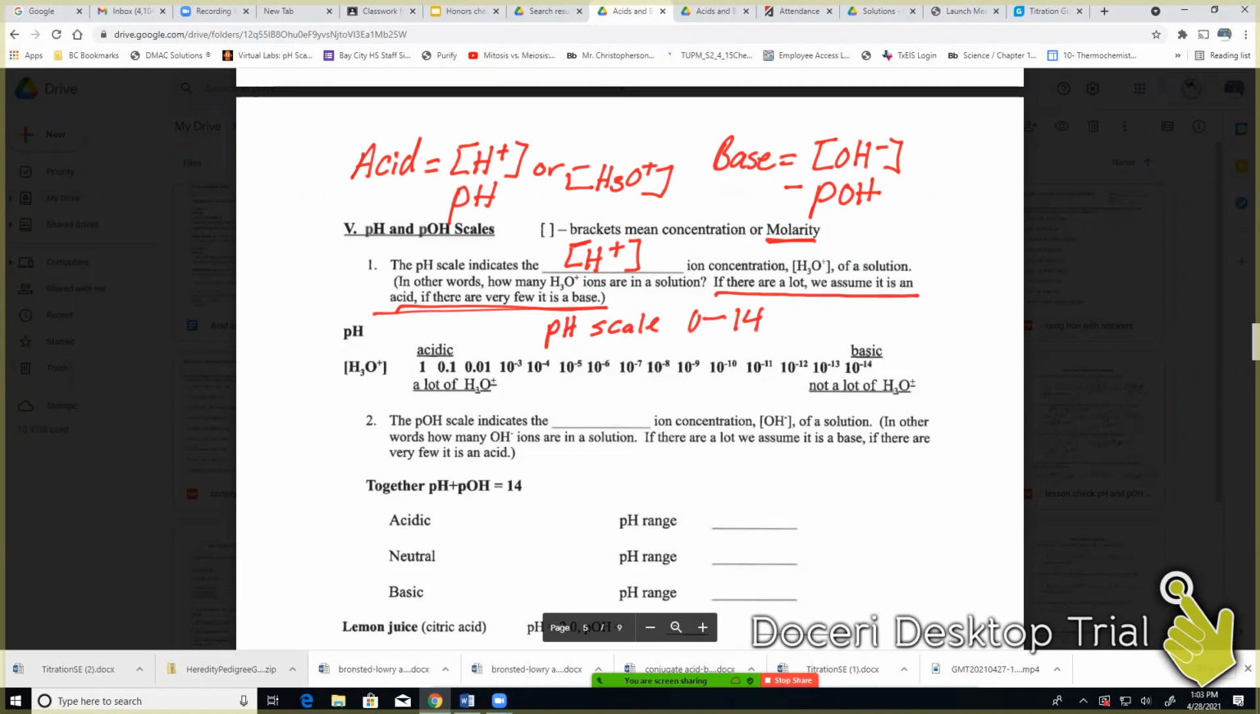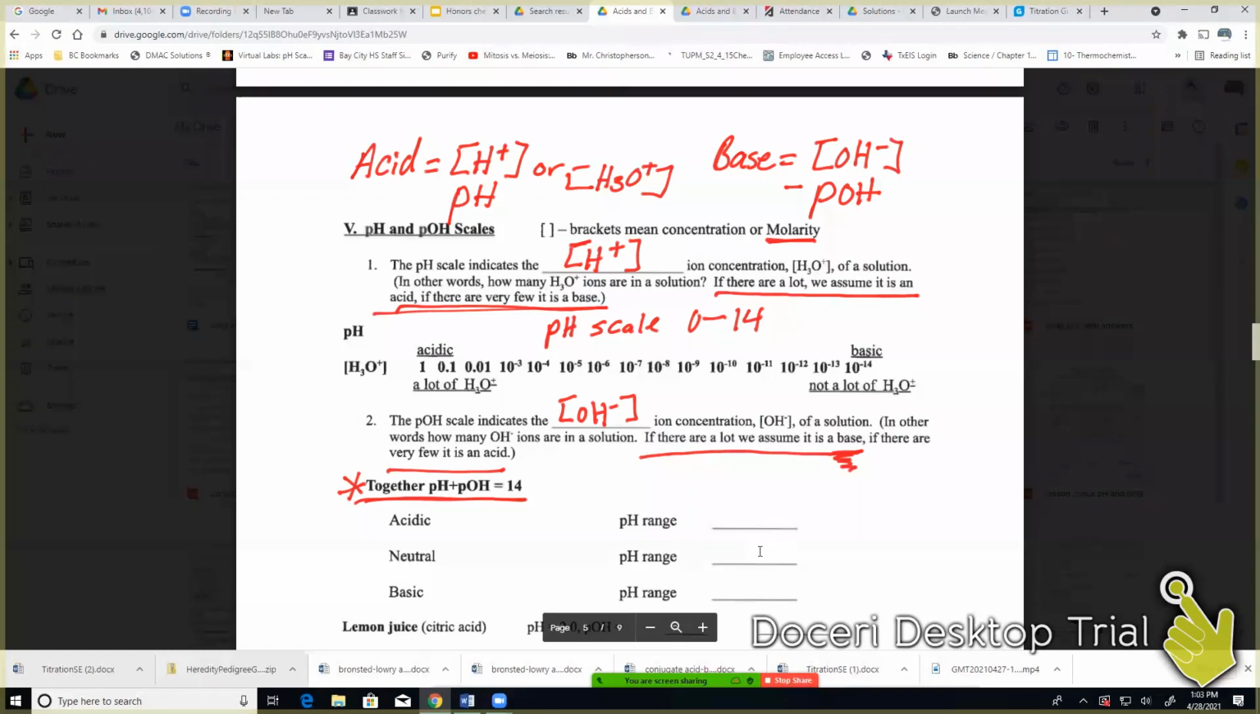There's also a pOH scale that looks at the hydroxide concentration, or how many hydroxide ions there are. And same thing, if there are a lot of hydroxide, we assume it's a base. And if there are very few, then it would be an acid, because hydroxide has to do with your base. The way that pH and pOH are related is that if you add them together, they equal 14, and we use that quite a bit because it's our way that we can move between hydroxide and hydronium concentrations. So the two of them added up together equal 14.